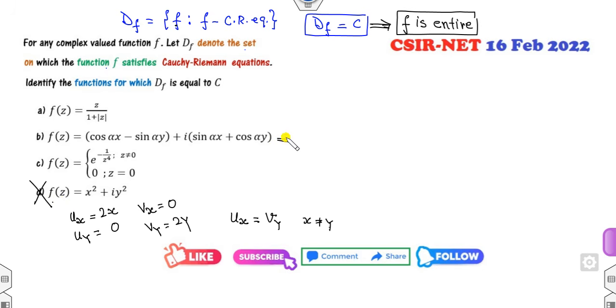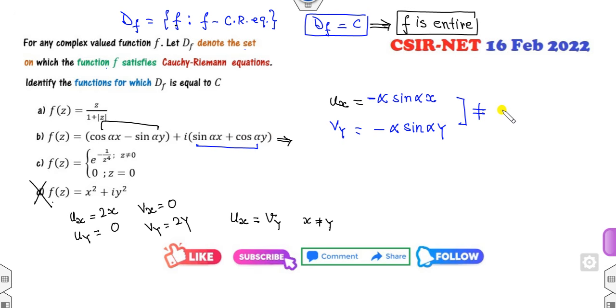Similarly, if I look at this function, what is my u of x? This is my u. What is the u of x? Alpha sine this number. What is the v of y? This is v. If we differentiate this with respect to y, minus alpha sine alpha y. Clearly, they are not equal unless x is equal to y. So this function is also not analytic, because they do not satisfy the CR equation. It means they are not entire.